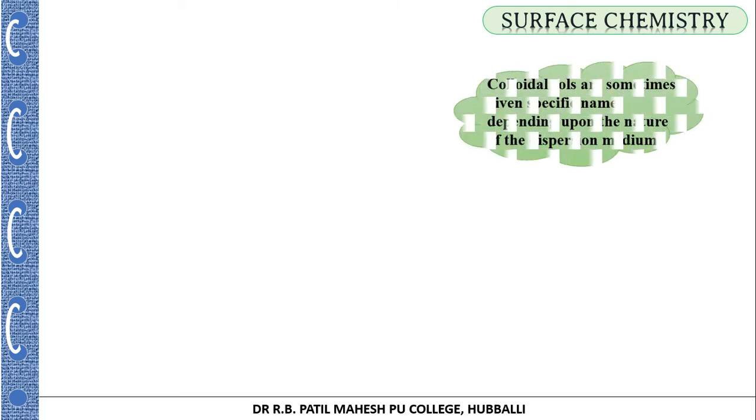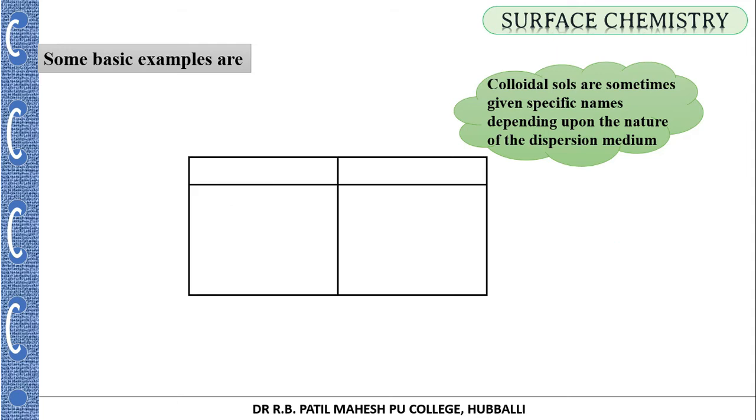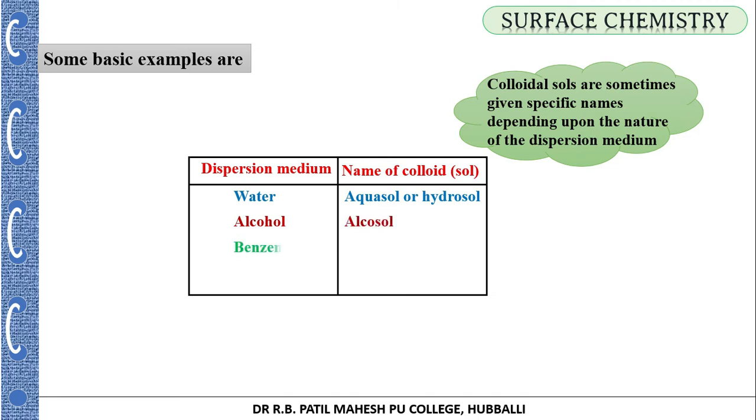Some basic examples, let us see, students. Colloidal sols are sometimes even called by some specific names depending upon the nature of the dispersion medium that we use. Suppose if you use water as a dispersion medium, then it is called hydrosol or aquasol. In the case of sol, if dispersion medium is water, then it is called aquasol or hydrosol. Suppose if it is alcohol, then it is called alcosol. Suppose if it is benzene, then it is called benzosol. And if it is air, then it is called aerosol.